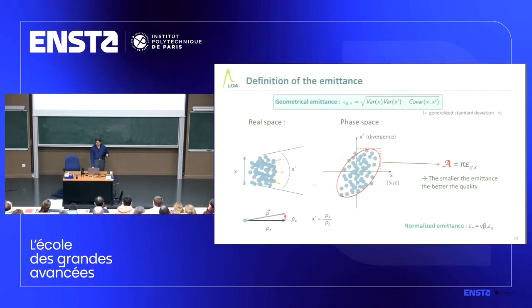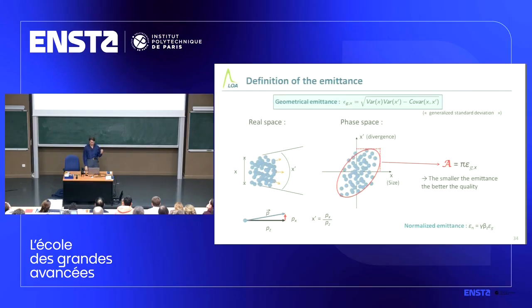Just to have a better understanding of what's going on, you have your electron beam, which in real space has a certain size x and divergence x prime. And if you draw your electron beam in the phase space, you can also draw an ellipse around the electron beam, and the area of this ellipse is linked to the geometrical emittance of the beam. Something which is really important is that the geometrical emittance is conserved in linear beam transport for the electrons. And the smaller the emittance is, the better the quality of the beam is. If you have an emittance of 0, you can infinitely focus your electron beam.